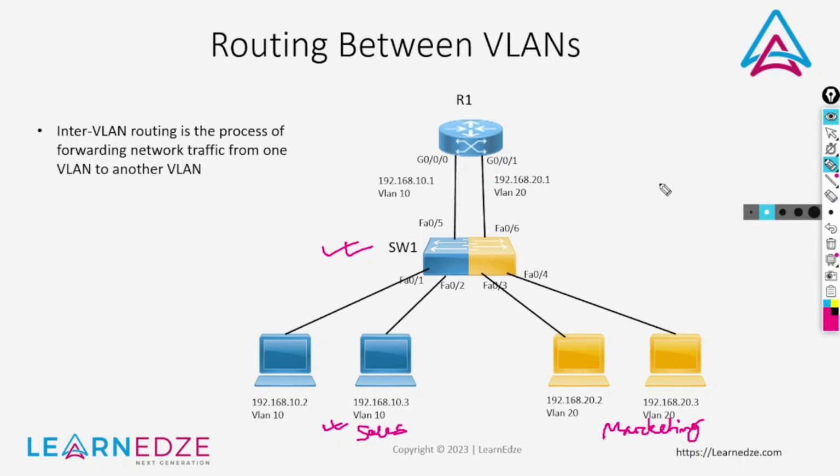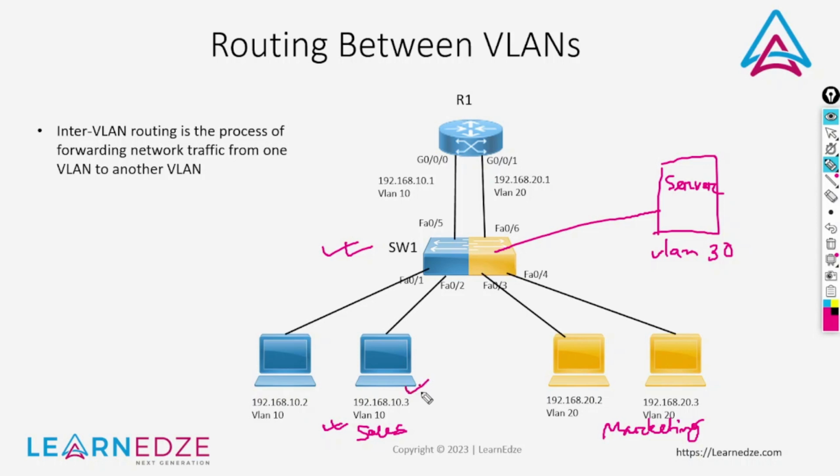Okay, and let's say there is another server in your network, and it is connected to the switch by using another VLAN, that is VLAN 30. Now the server has different roles. Let's say some roles are particularly for the sales department, and some roles are particularly for the marketing department. So that means the sales people will have to communicate with the server, and the marketing people will also have to communicate with the server. So in that scenario, inter-VLAN connectivity is required.